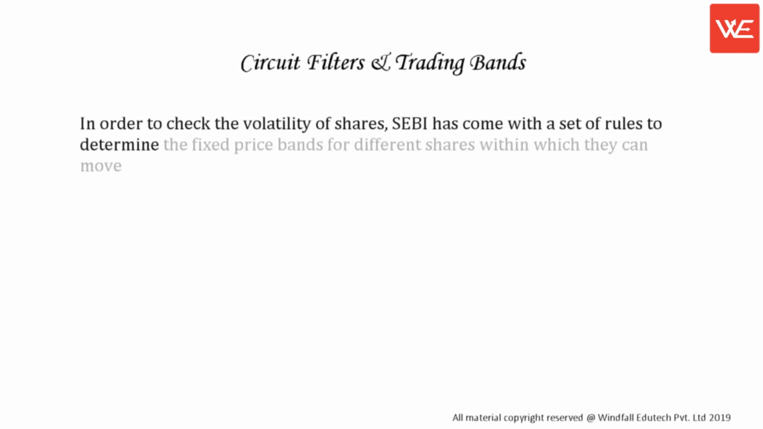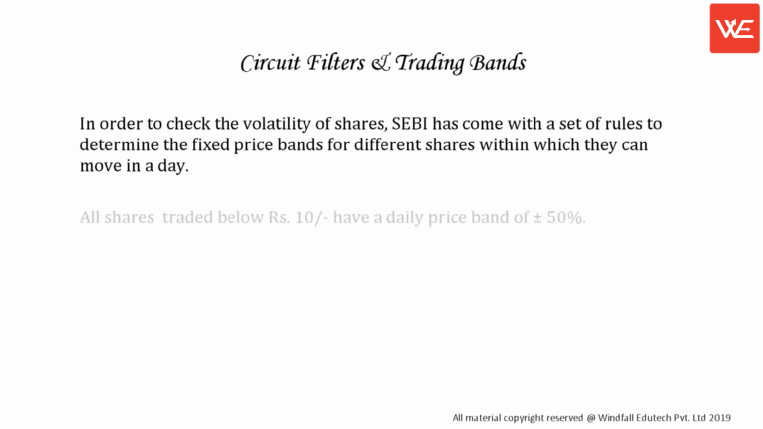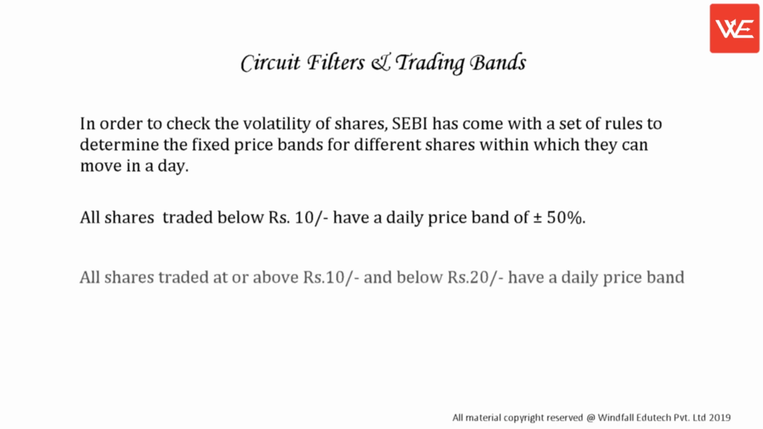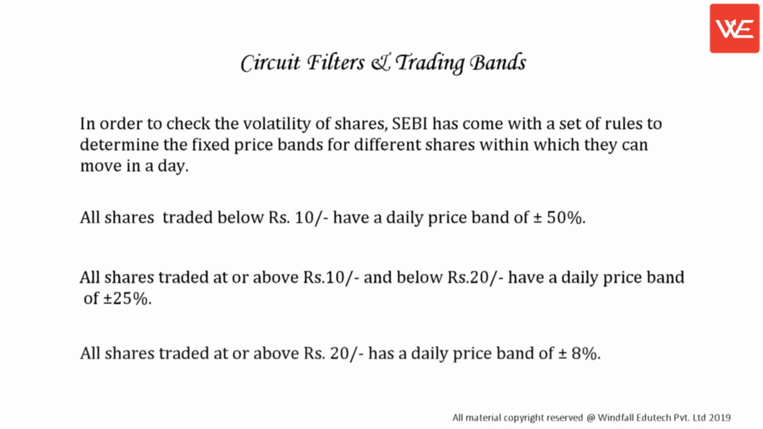In order to check the volatility of shares, SEBI has come up with a set of rules to determine the fixed price bands for different shares within which they can move in a day. All shares traded below 10 rupees per share have a daily price band of 50%. All shares traded at or above 10 rupees per share and below 20 rupees per share have a daily price band of 25%. All shares traded at or above 20 rupees per share have a daily price band of 8%.